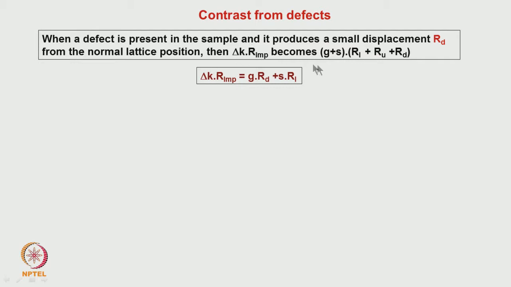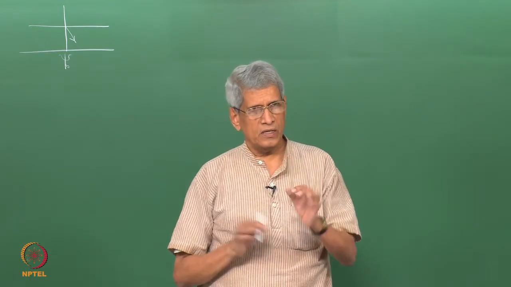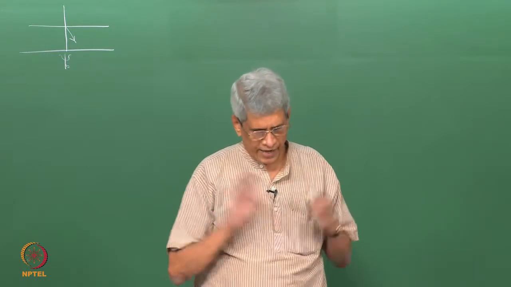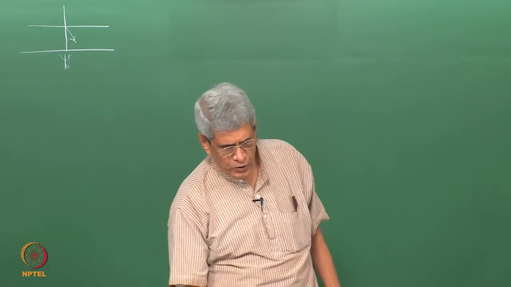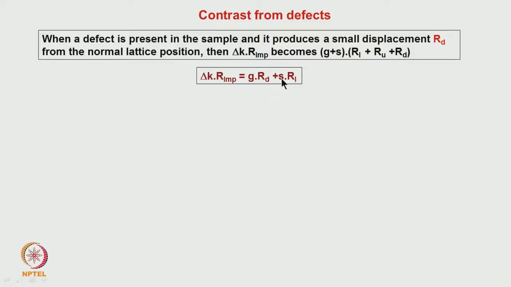When we substitute delta k equals g plus s, the defect itself can be written as the position of each unit cell represented by a point called RL, plus the position of atoms within the unit cell given by RU, plus the deviation defect RD. If you substitute this and solve it, this is the sort of expression which we will be getting, correct.